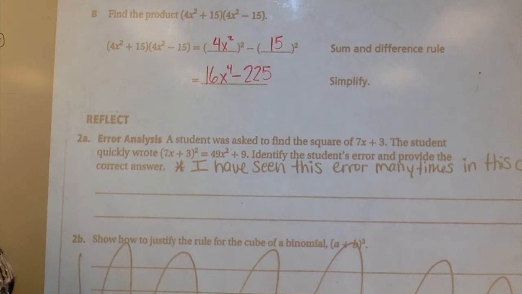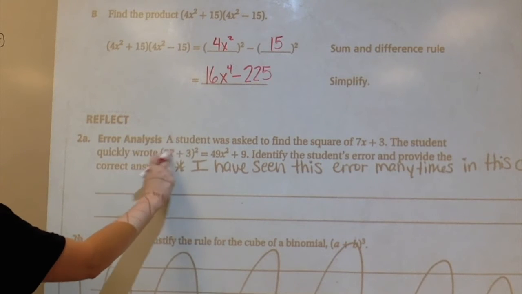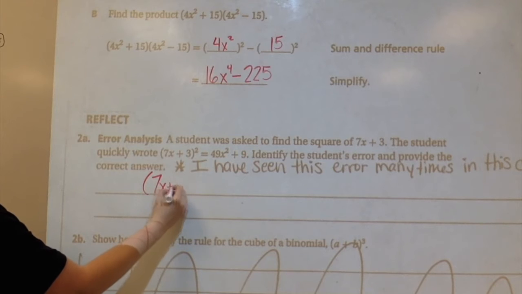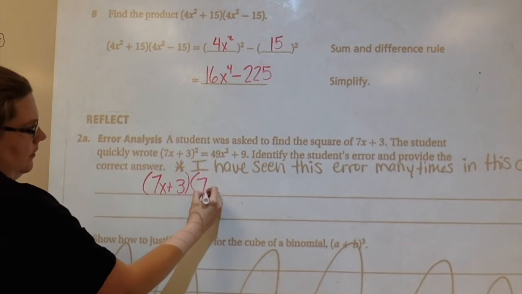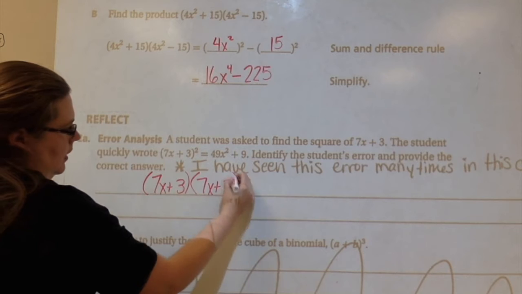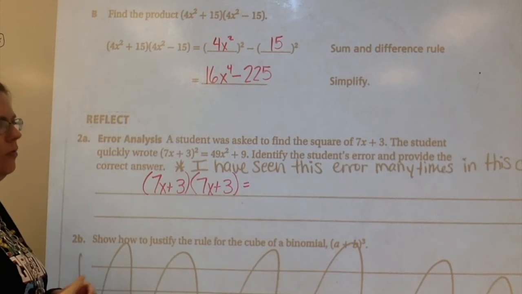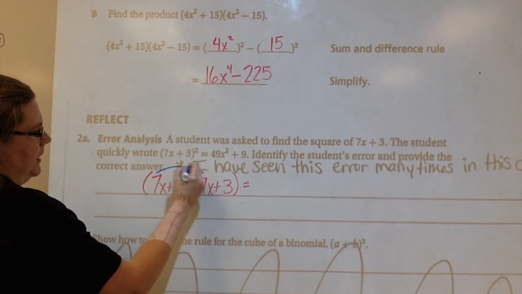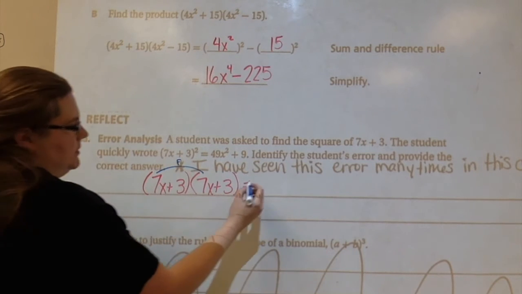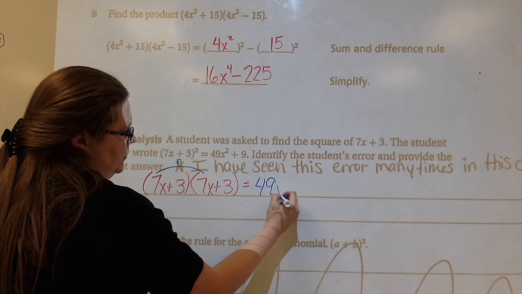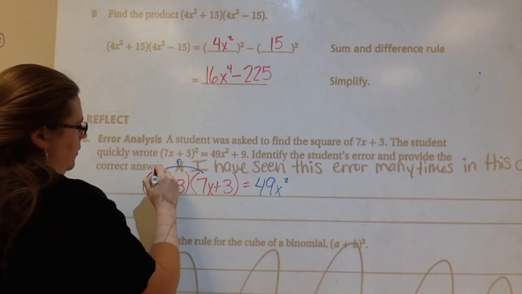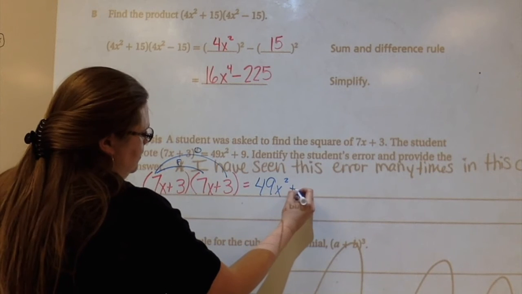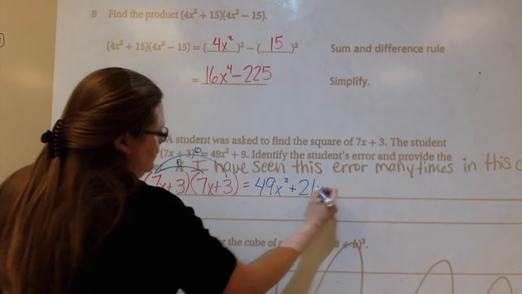So let's think through, what would you do to square 7x plus 3? Squaring something means multiplying it by itself. So using multiple distribution or FOIL, your first terms multiplied together, 7x times 7x is 49x squared. Your outer terms multiplied together, 7x times 3 gives you 21x.